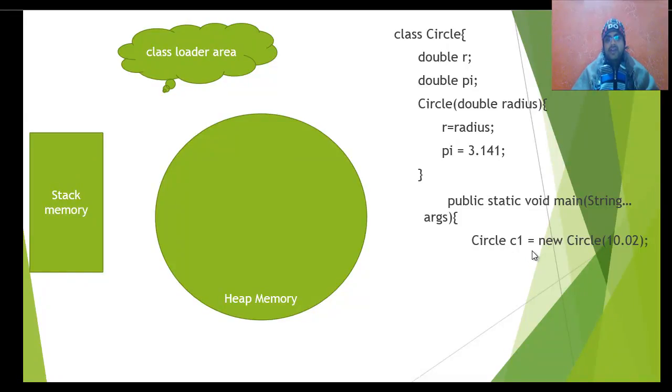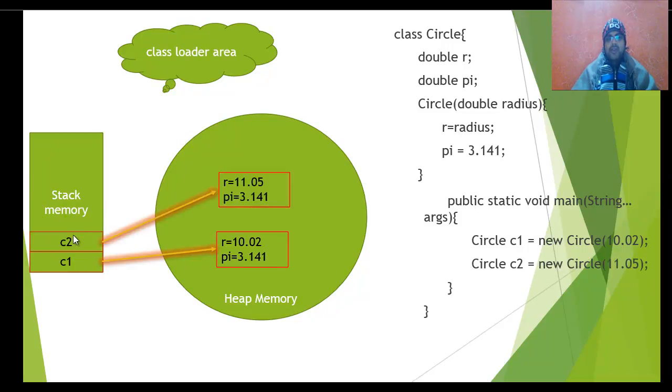When I create a Circle object, there is stack memory where the variable is stored and heap memory where the object is created, and due to the equals operator, c1 refers to the object in memory. So c1 has its own copy of radius and pi. Similarly, if we create one more object, c2 will be stored in stack, the object will be in heap memory, and c2 refers to it. Once again pi has the same value, but c1 has its own pi and c2 has its own pi.